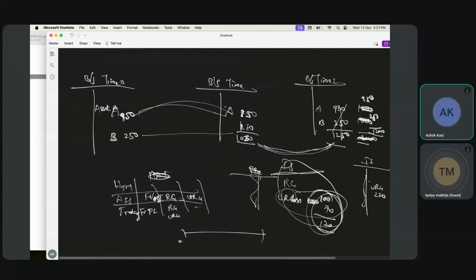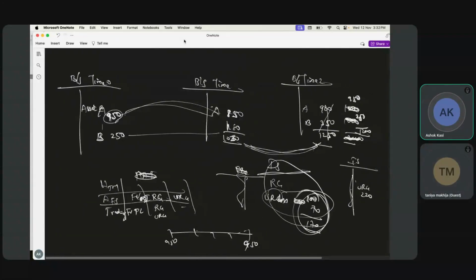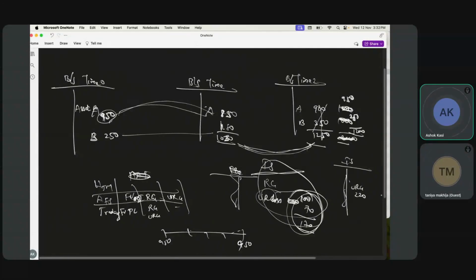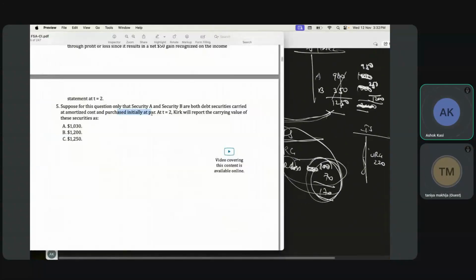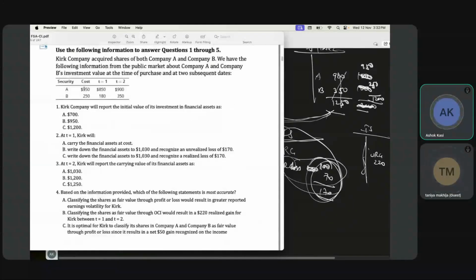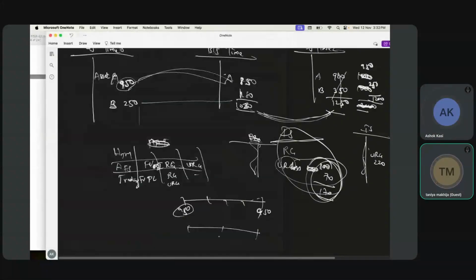So if you are purchasing this at 950, after whatever number of years, it will reach 950. In this case, 2 years. So after 2 years, it has to reach 950 only, right? Understood or not? So why will it reach 950? It will reach par. So 950 is par. How do I know 950 is par? They are only saying initially purchased at par. So that par is 950 and this is 250. So it will reach 250.